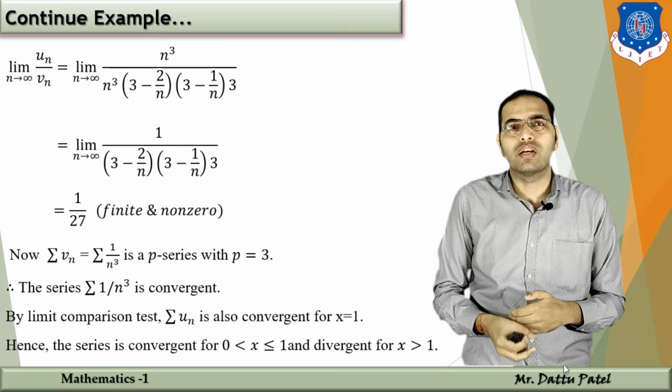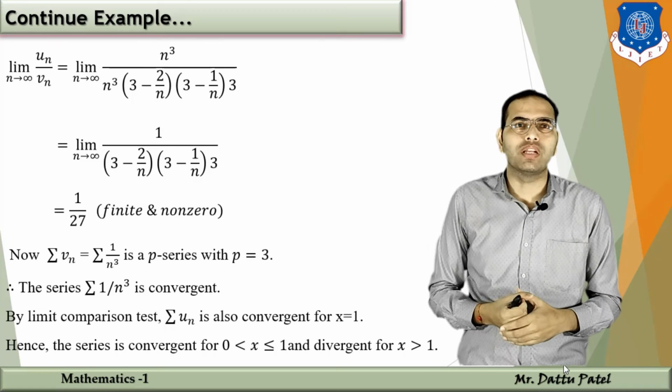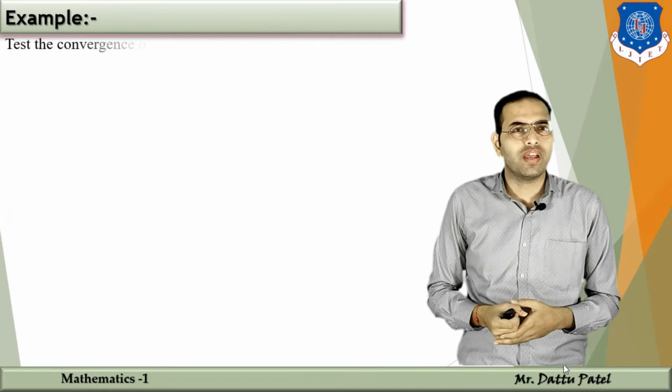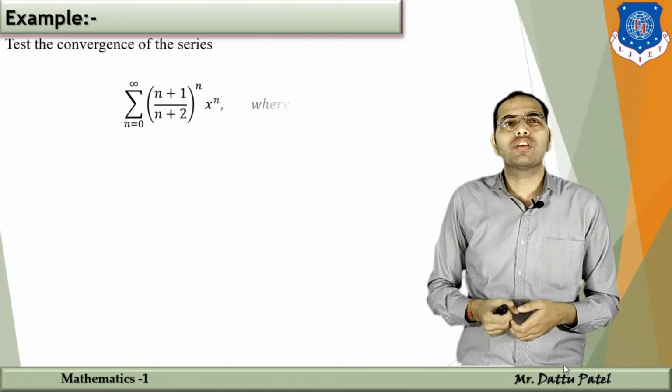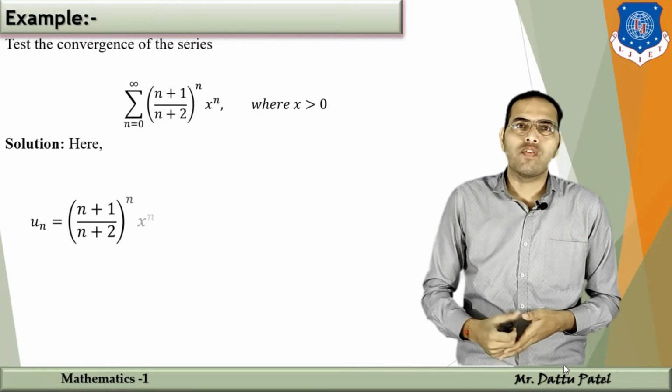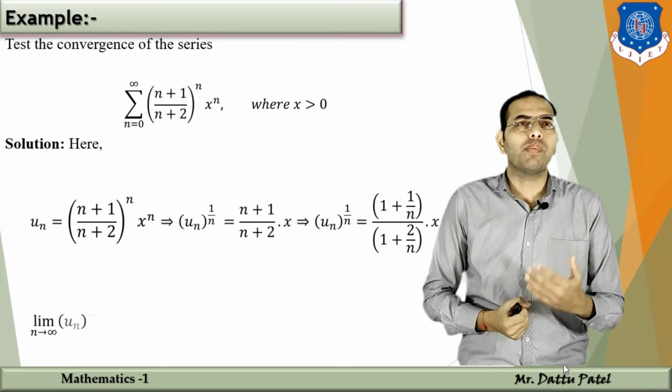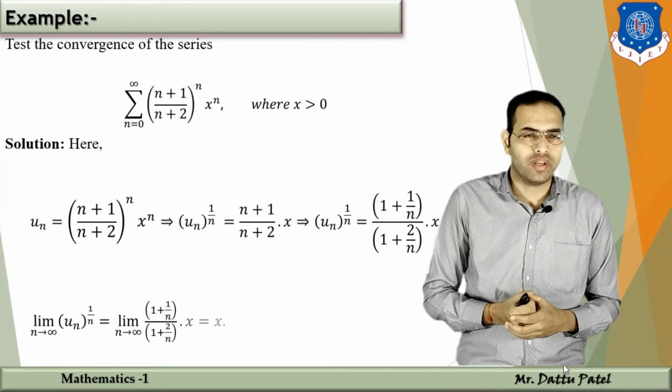Now let's see one more example. Test the convergence of the series summation n equal to 0 to infinity, (n plus 1 upon n plus 2) raised to n, into x raised to n, where x is greater than 0. Firstly, un equals (n plus 1 upon n plus 2) raised to n into x raised to n.